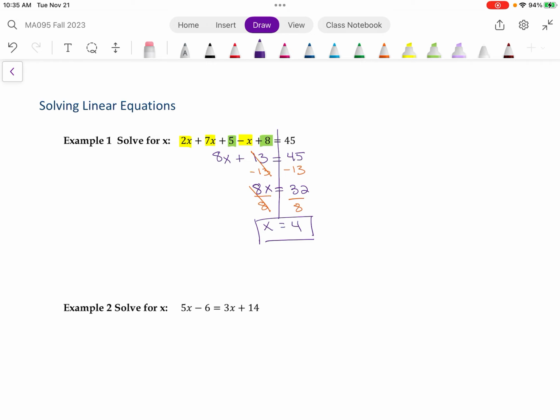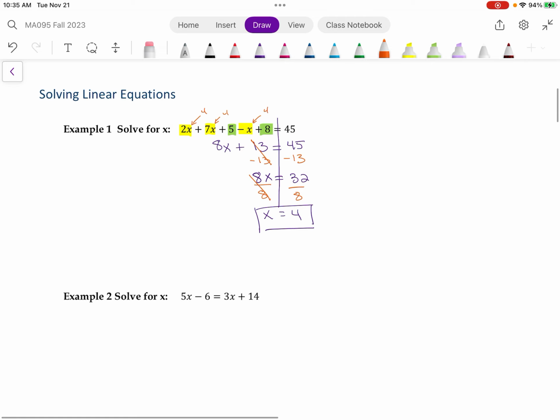All right, so now how could you make sure you got this right? Well, you would take your 4 and you would put it there, and there, and there, and check to see that when you add it all up on the left, you get 45. Okay, so what I recommend starting at this point is every time I bring up a new example, pause the video and do it yourself, and then see if you got it right.